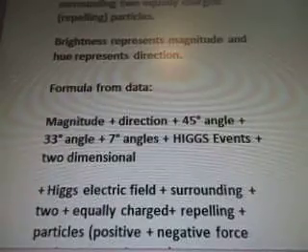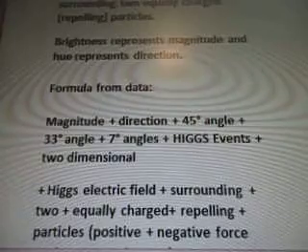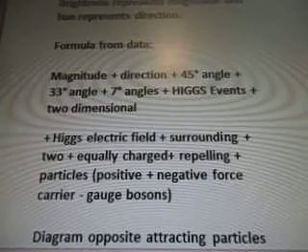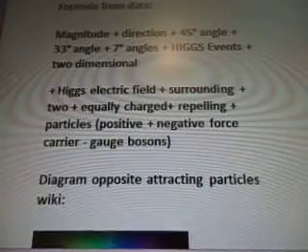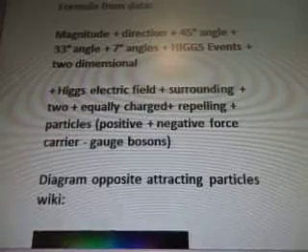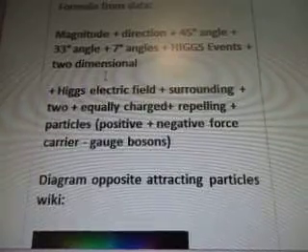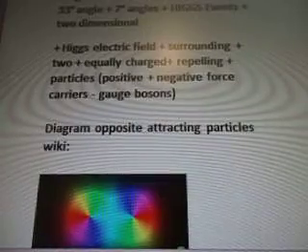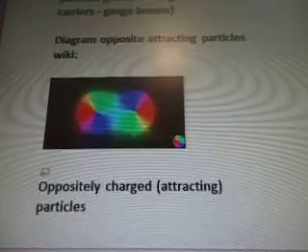So the formula from the data, the magnitude direction is a 45-degree angle and a 33-degree angle plus a 7-degree angle for the Higgs events. Two-dimensional Higgs electric field surrounding two equally charged repelling particles, positive plus negative force carriers, or gauge bosons. The diagram opposite shows the attracting particles from wiki.